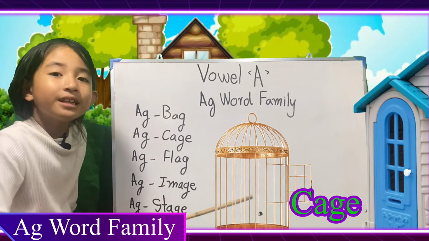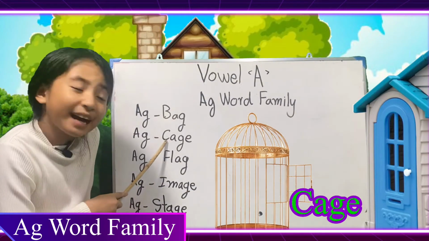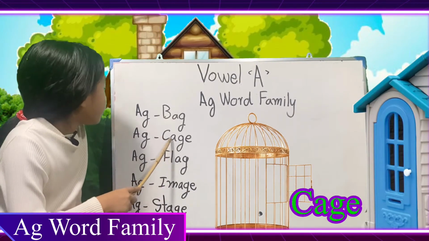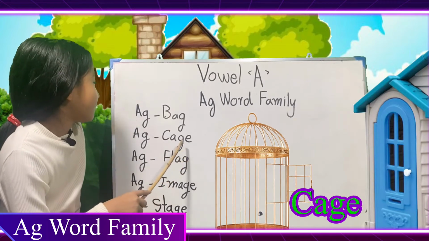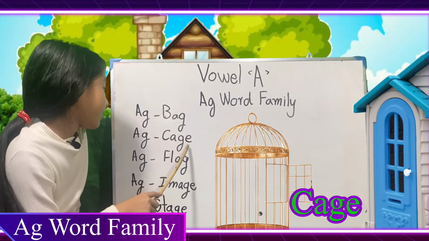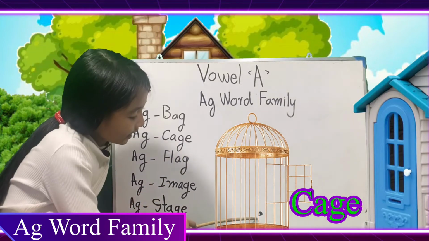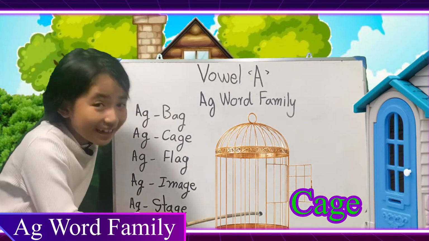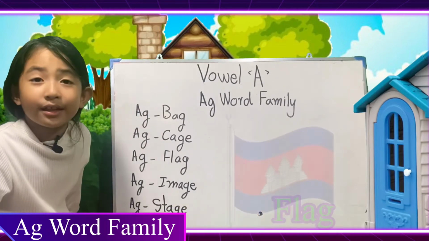Do you see it? Repeat after me, guys. C sound cut. Cage, cage. Say with me, guys. C sound cut. Cage, cage. This is a cage, guys. This is a cage, everyone. Next one.